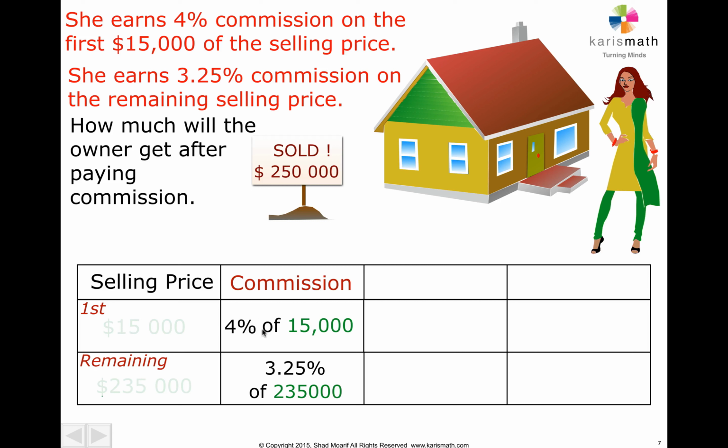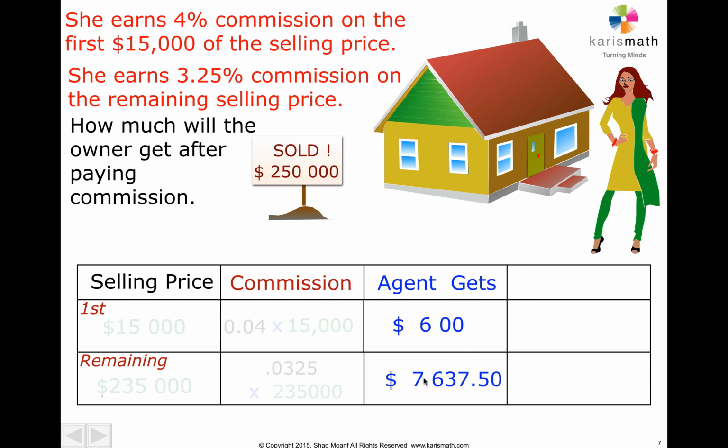Let's work both of them out. This is 0.04 times 15,000. This is 0.0325 times 235,000, and the actual commission that she's going to get is $600 on the first 15,000 and $7,637.50 for the remaining $235,000.